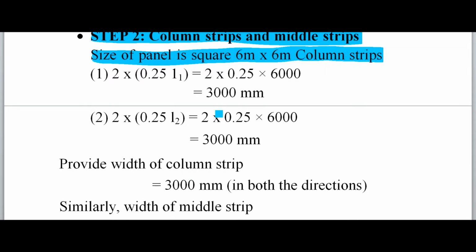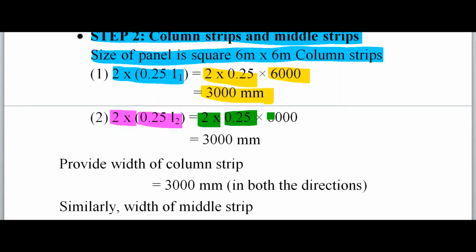That means we have a square panel, so column strip and middle strip are both the same. Along short and along long, widths are the same. So twice into 0.25 into L1, 2 into 0.25 into 6000, so 3000 mm. Same thing for twice into 0.25 L2, 2 into 0.25 into 6000, so 3000 mm. It's the size of column strip.